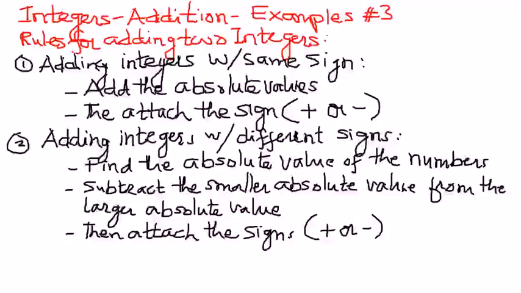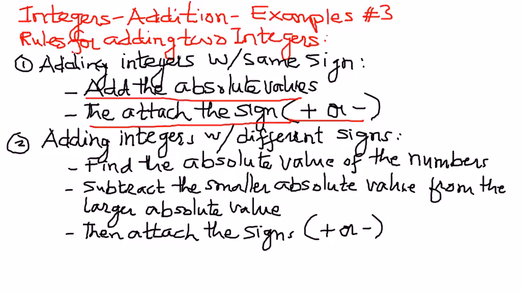To add integers with the same sign, we're going to add the absolute values as the first step. And then as a second step, we're going to attach the sign, the positive or the negative sign, at the end of that simplification process.